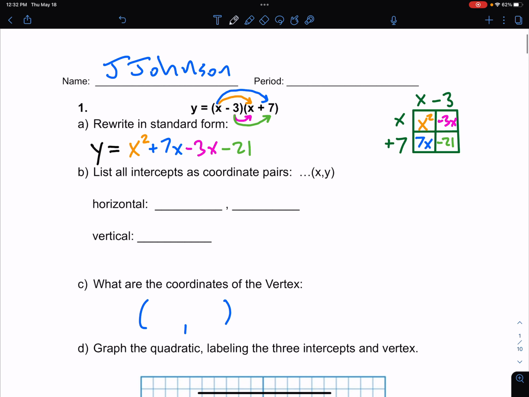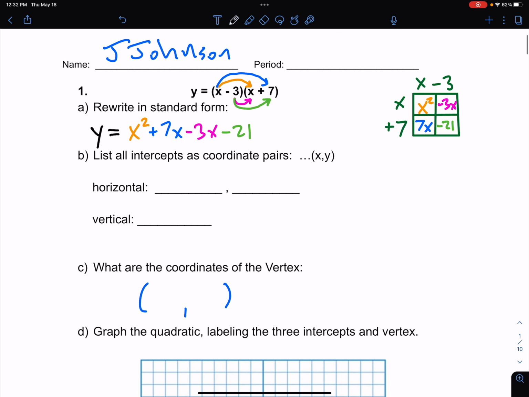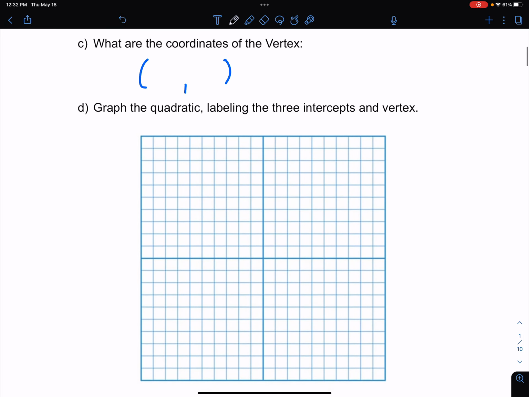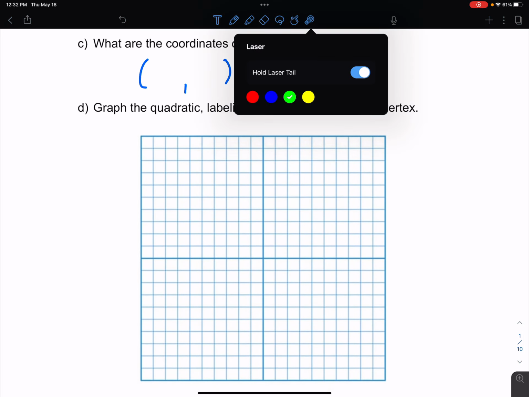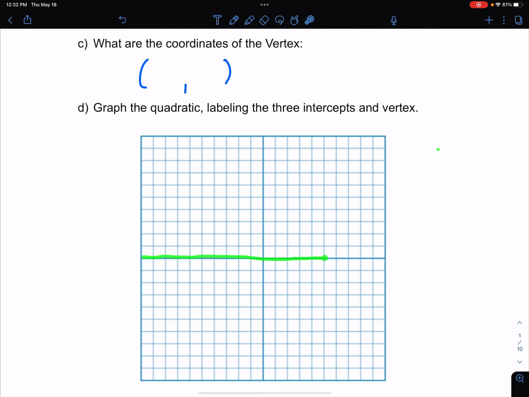Let's go horizontal intercepts. So let's think about this. Where are my horizontal intercepts? Here's my horizontal axis, or x-axis. It goes left and right. So what am I trying to figure out to get the horizontal intercepts? I'm trying to think of what is going to give me 0 for y, because y is 0 right here. Any point across that line, y is going to be 0.